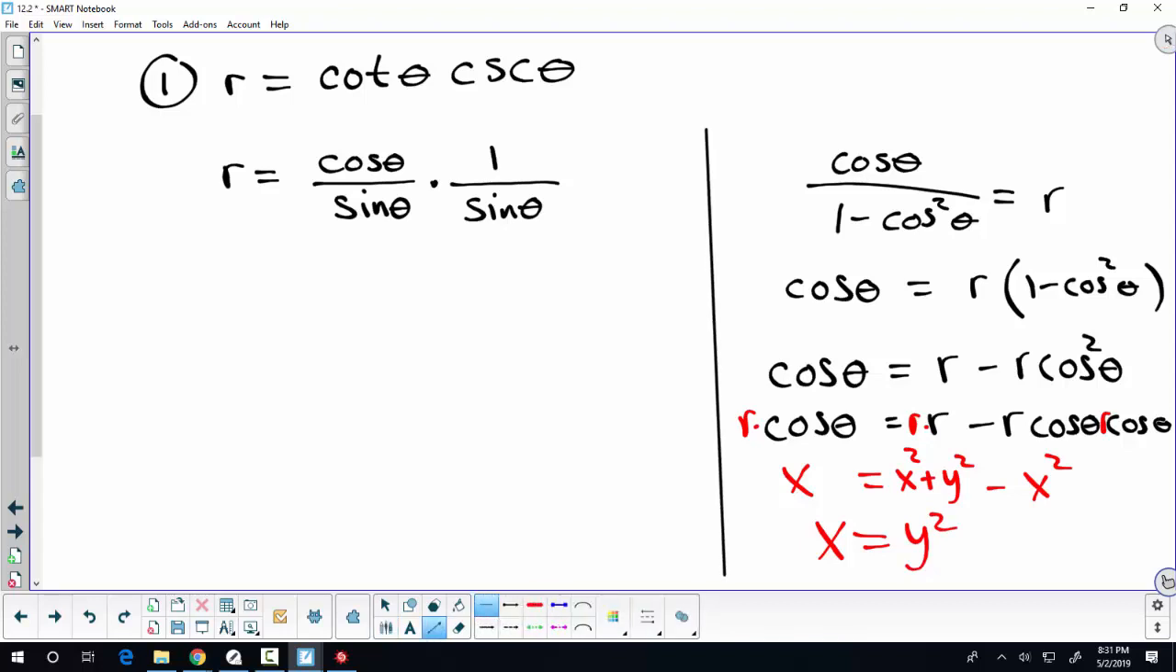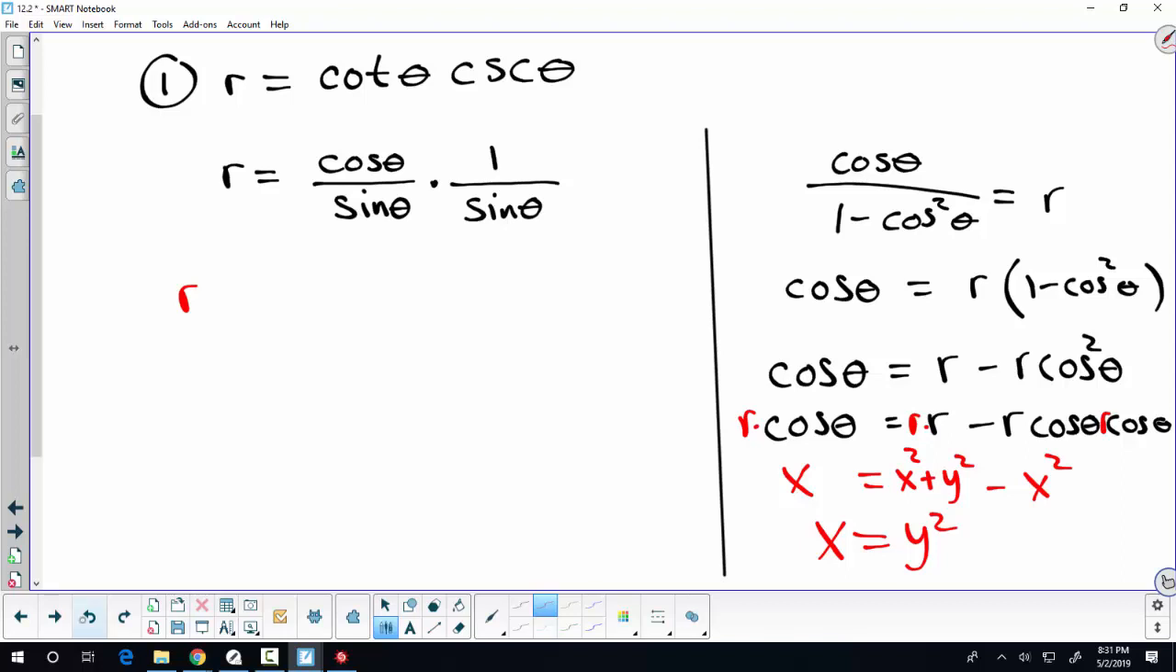So that's kind of the trick. If there are already r's present with some things and not other things, then multiplying through by r will give you the r with cosines or sines and an r squared, if that's where you're headed. From here, we could also do that.